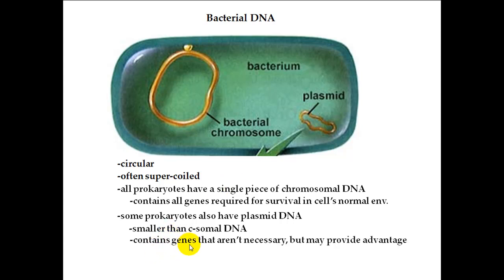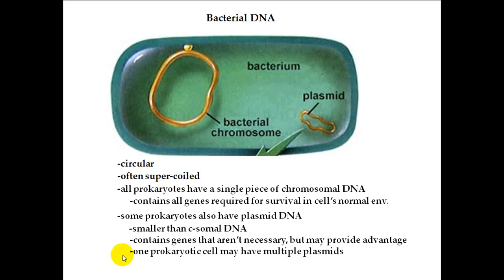So plasmid DNA contains genes that aren't really necessary, but they might provide an advantage. For example, a gene that would allow this bacterium to be resistant to an antibiotic. That's really not a gene that's necessary for survival in its normal environment. But if antibiotics happen to make their way into the neighborhood, that would provide an advantage to this bacterium, because it would be able to survive the effects of that antibiotic. So antibiotic resistance genes are oftentimes found on plasmid DNA.